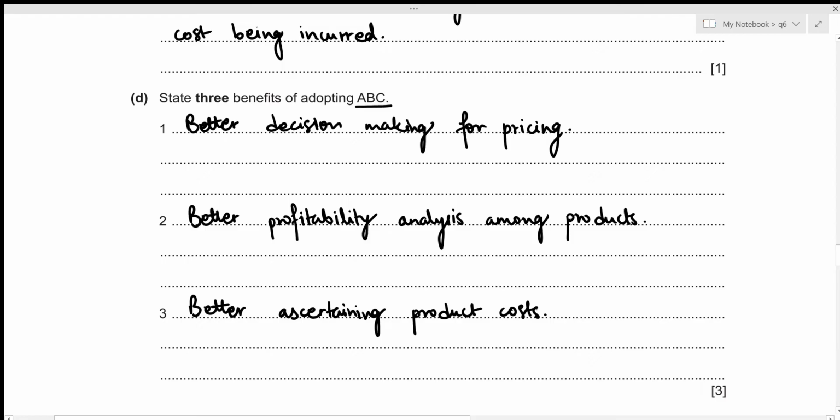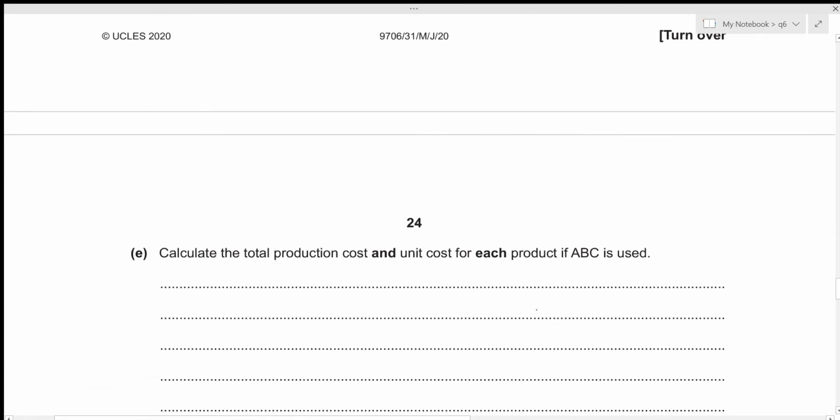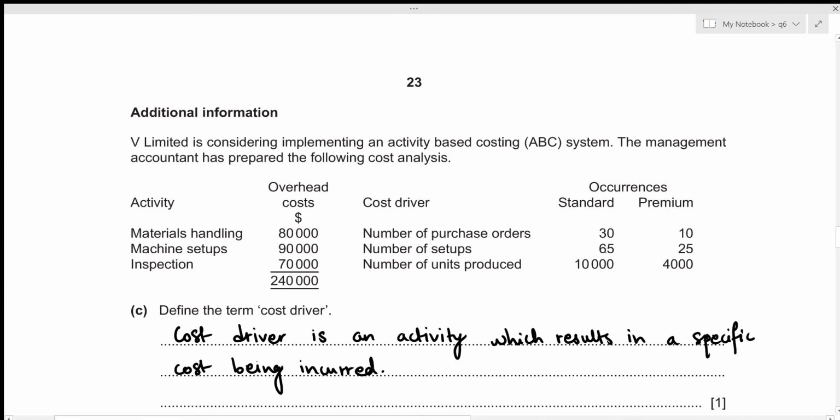Now we can move towards the fifth one. We need to calculate the total production cost and unit cost for each product if activity-based costing is used. And we were given additional information above, which we skipped. So now let's get back to that. V Limited is considering implementing an activity-based costing system. The management accountant has prepared the following cost analysis. So whatever we figured out for our direct material cost and direct labor cost, that's going to remain unchanged because we are now distributing our fixed overheads on the basis of these activities.